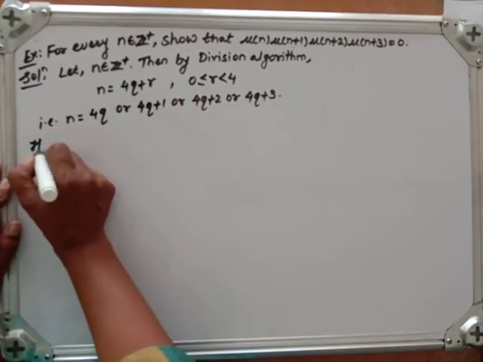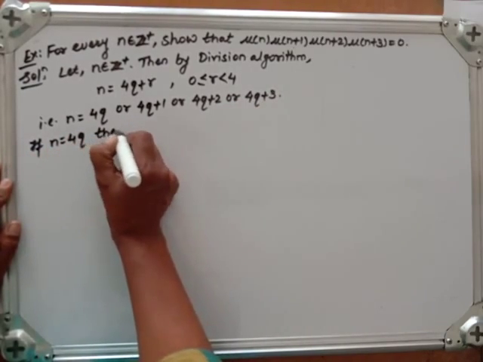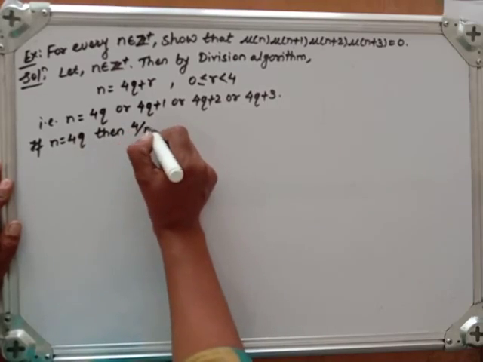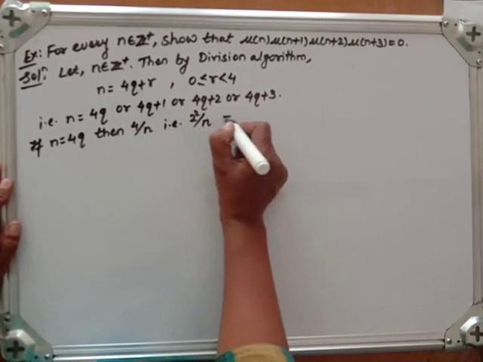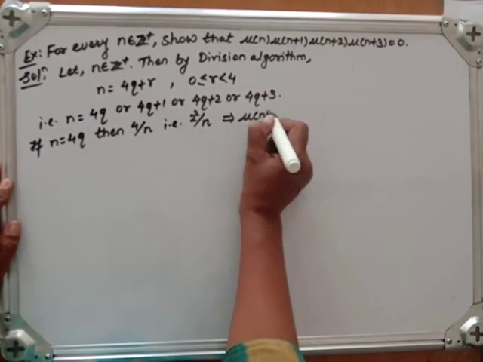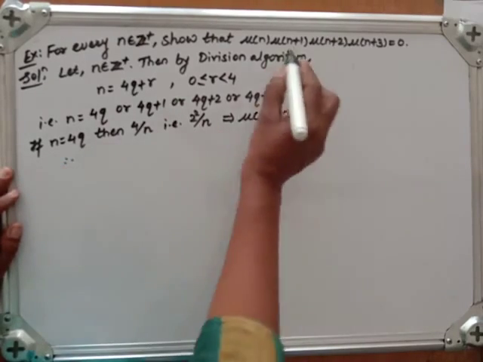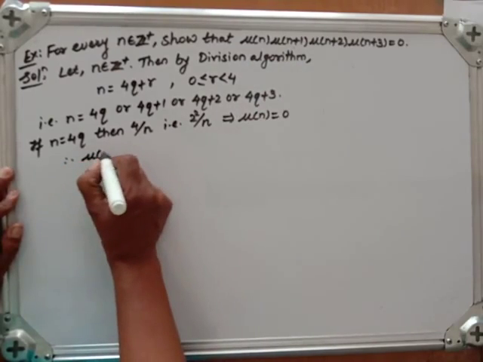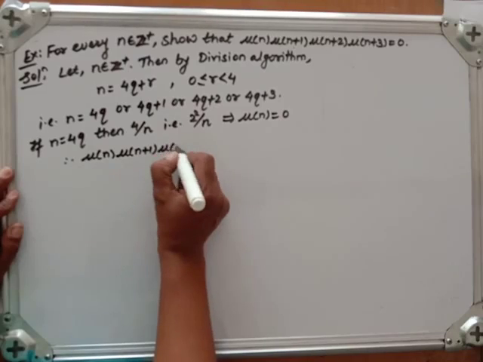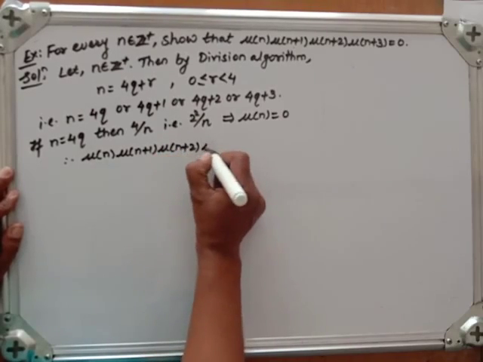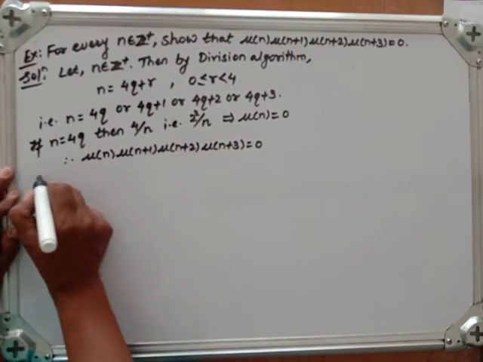If n equal to 4q, then 4 divides n, that is 2 square divides n. So this gives mu of n is equal to 0. Therefore, this product mu of n, mu of n plus 1, mu of n plus 2, mu of n plus 3 will become 0.